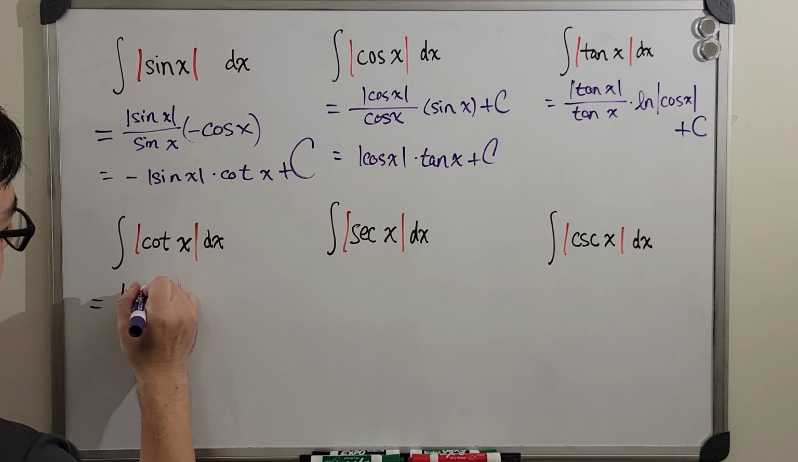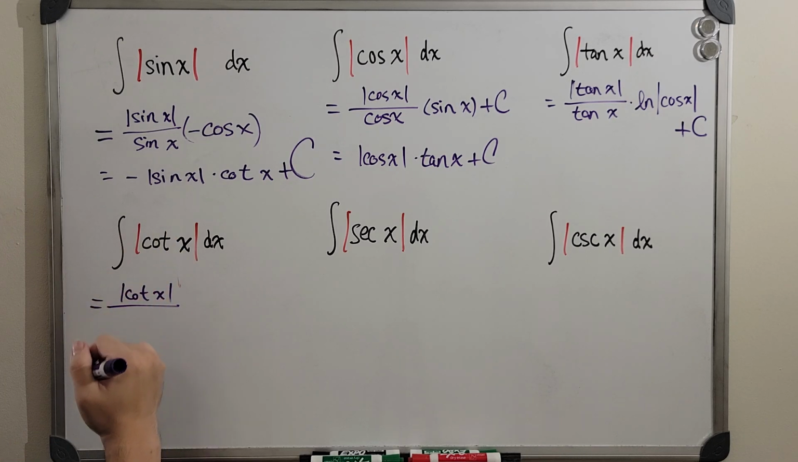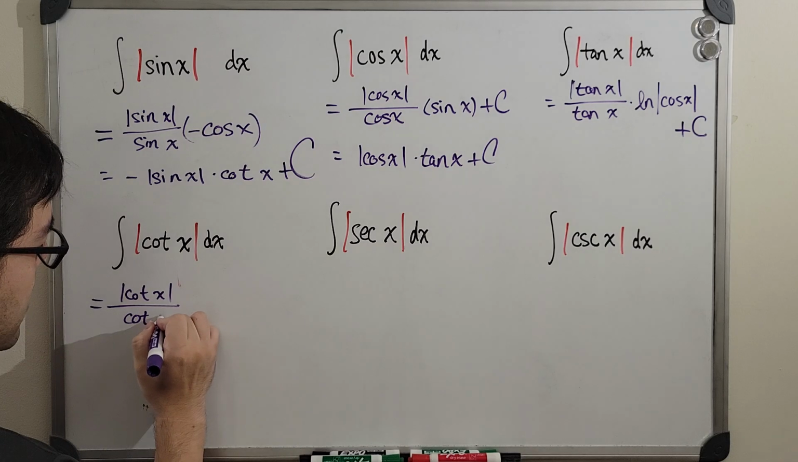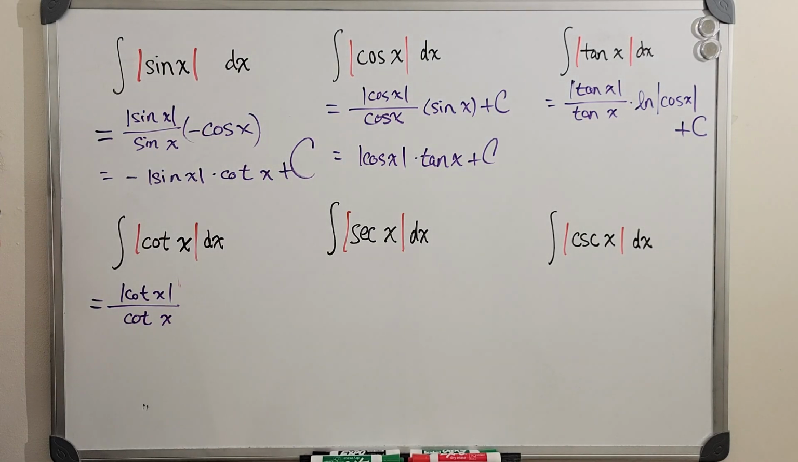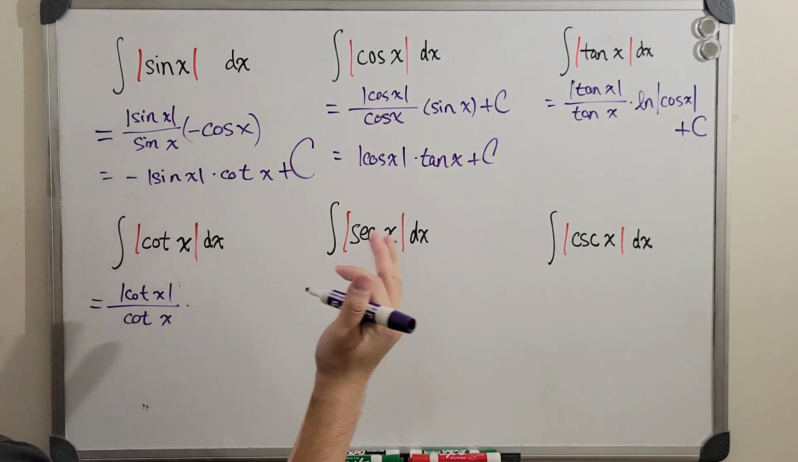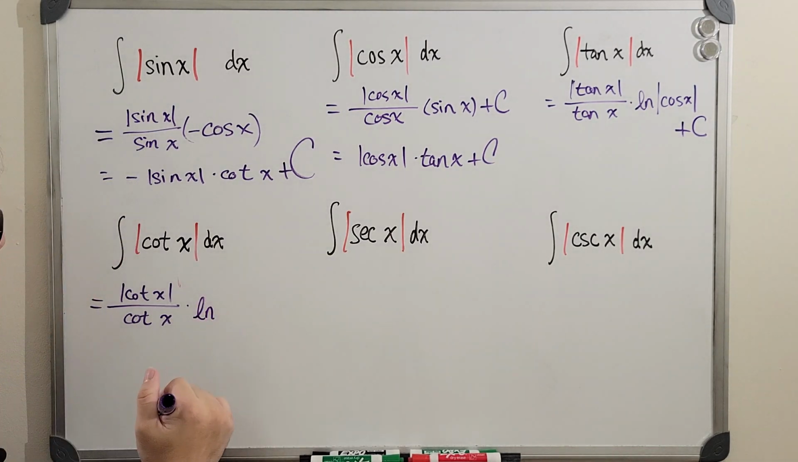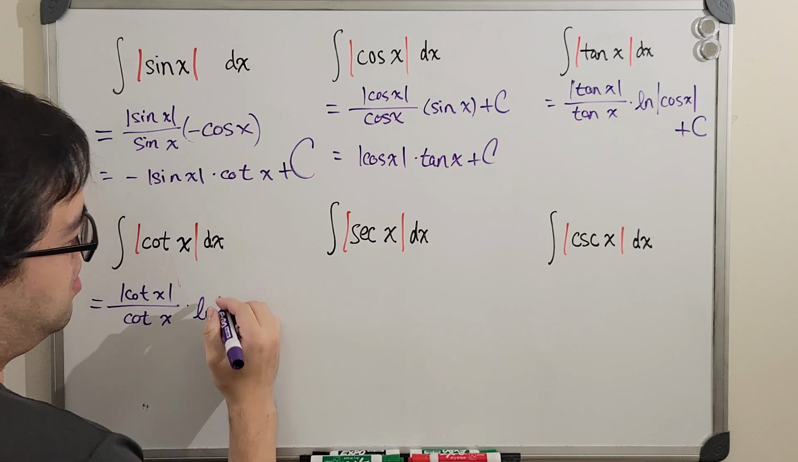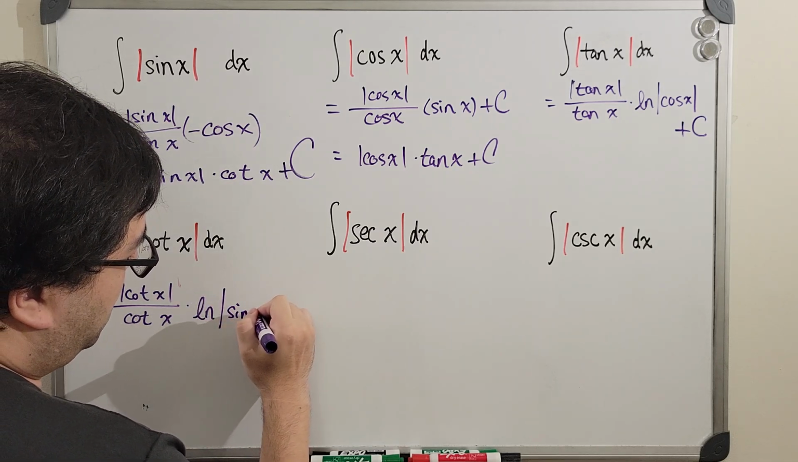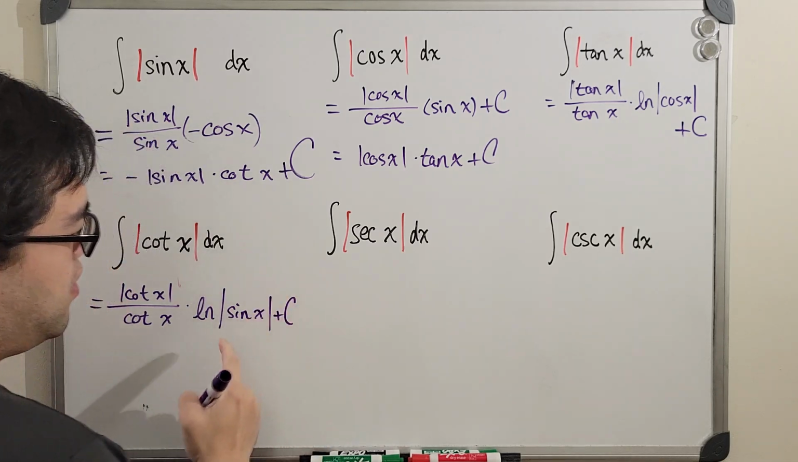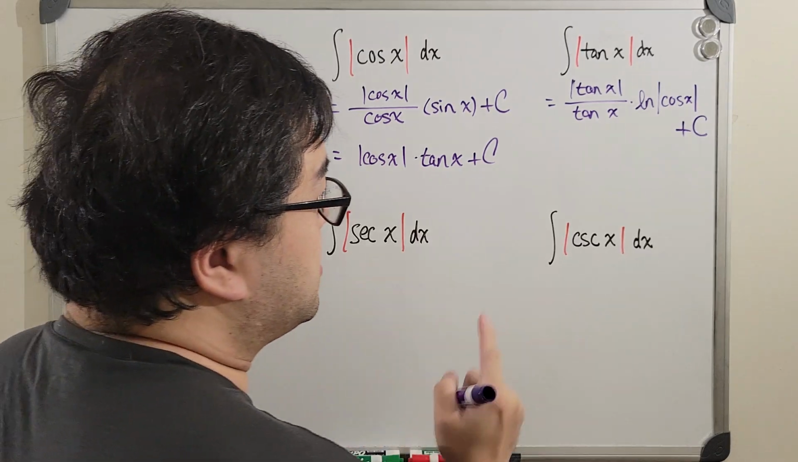So again, we will just get the similar results, except now we switch the tangent to cotangent. And what is the antiderivative of cotangent? Again, if you have watched my video, you will be able to get ln or natural log of sine of x. And don't forget the plus c, the constant.